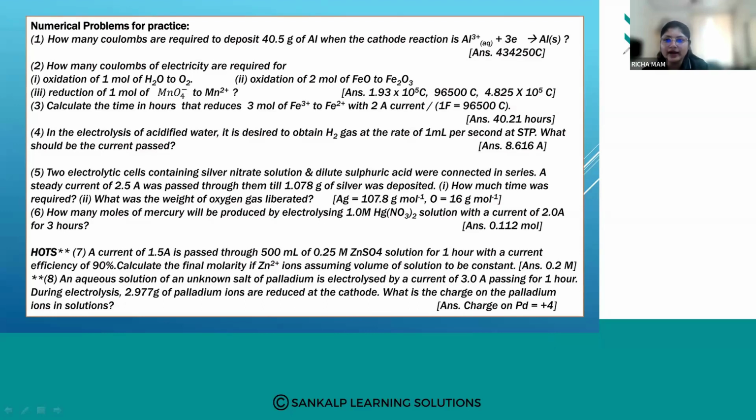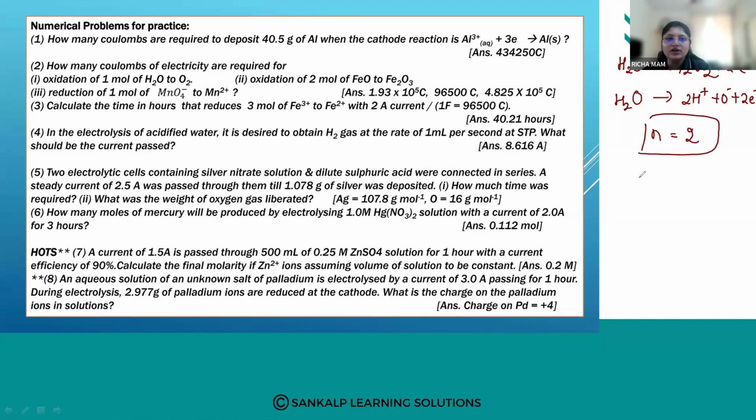So I'll write the first one. H2O to O2. So H2O gives you half O2, or it will be H2O giving you 2H plus, half O2, plus 2 electrons. So your n, the number of electrons, is 2. So it is half O2 plus 2 electrons, so 2 electrons are involved, right?